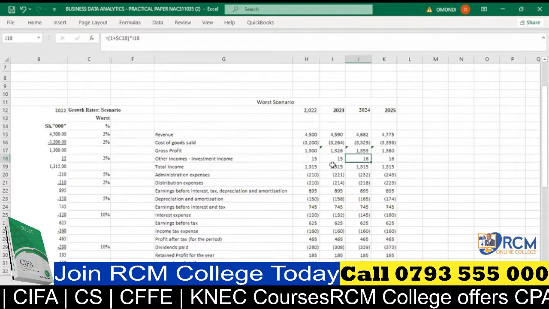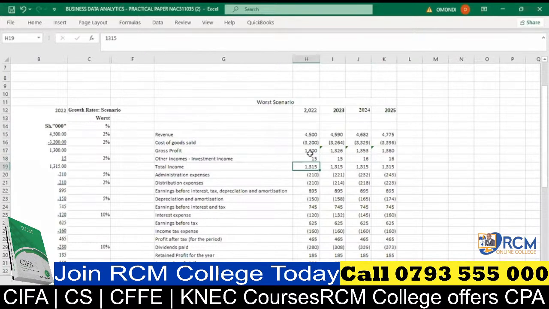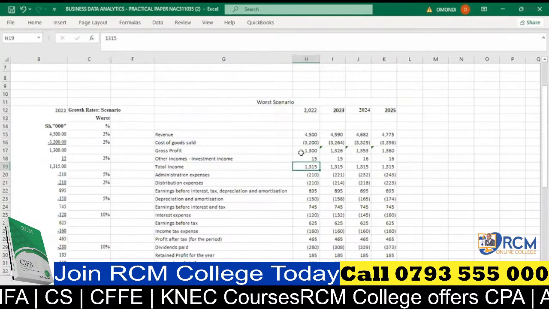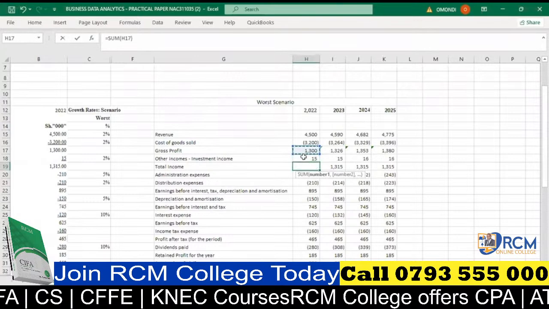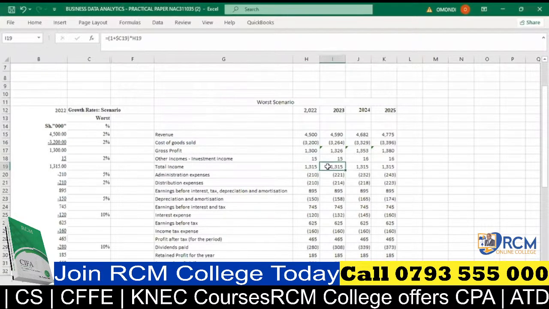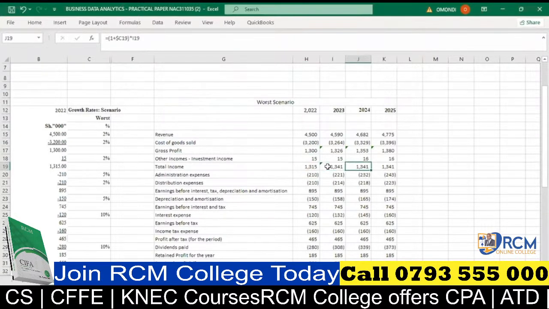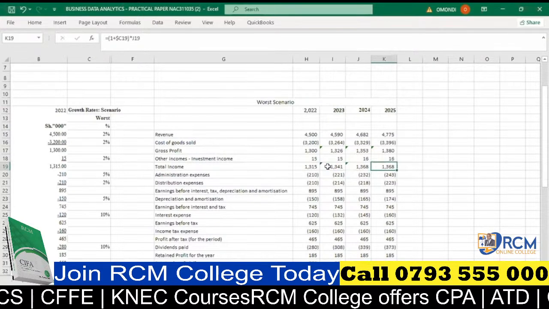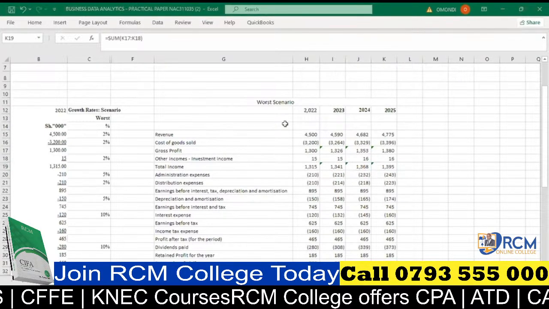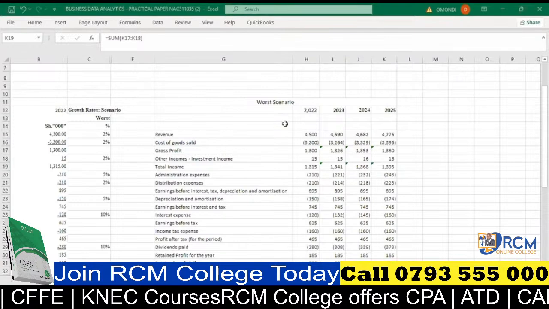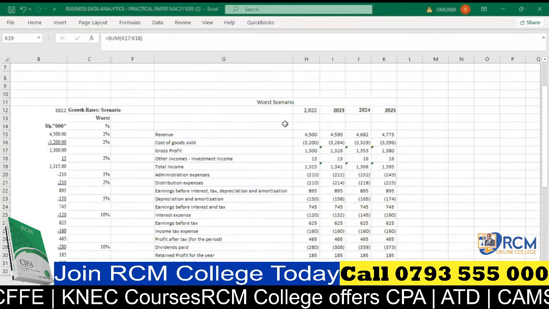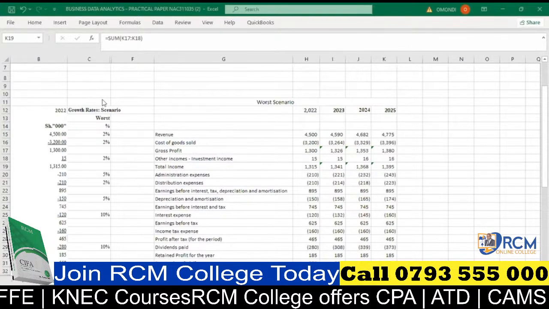Then this one here. Total income is now gross profit plus other comprehensive income. So what do we do? Alt equal to get the summation of those two. Then just say Control R, Control R, Control R. You are copying the formula on the left hand side to the right. Repeat. Sasa tunarudia something. What should I repeat? Is it getting the net profit or total income?